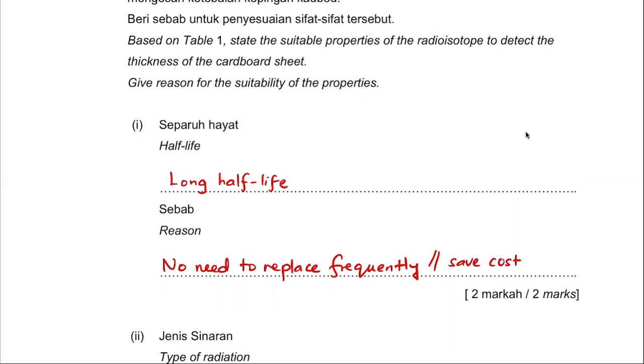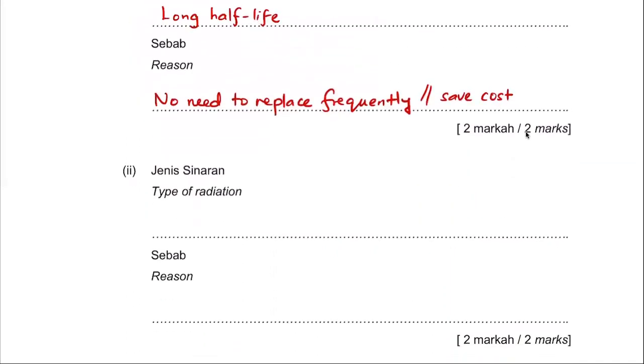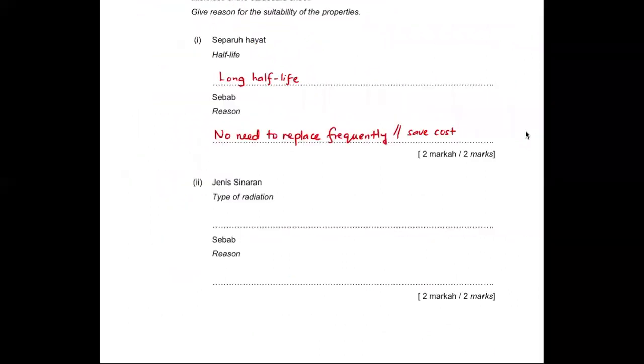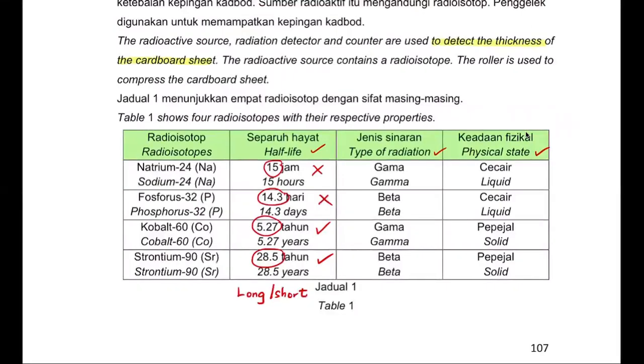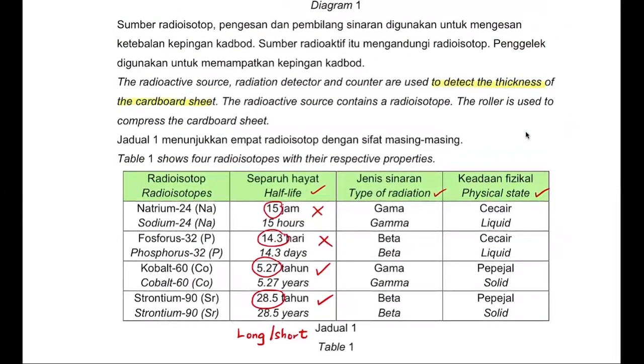All right. Okay, next one, type of radiation and the reason. So back to table 1. Type of radiation that we will be using is, because we are going to detect the thickness of the cardboard sheet, okay? So it would be better if we use gamma.